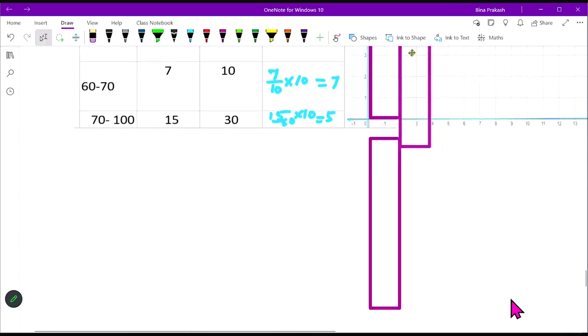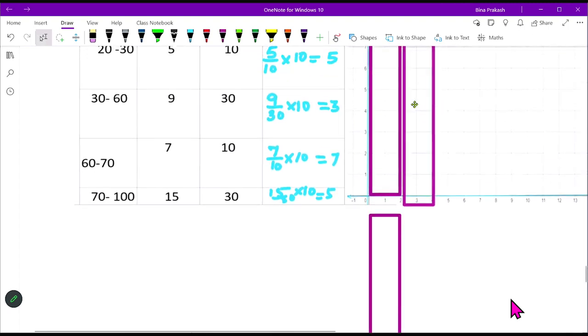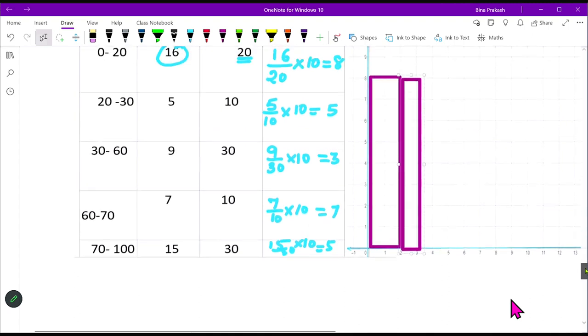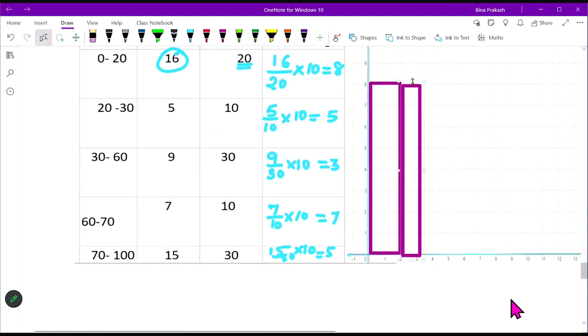Now for the next one, the width is only for 10, so we reduce the width of it, from 2 to 3. And then what is the height that we have, the length of the rectangle? It is 5. So let's bring the height of it to 5.